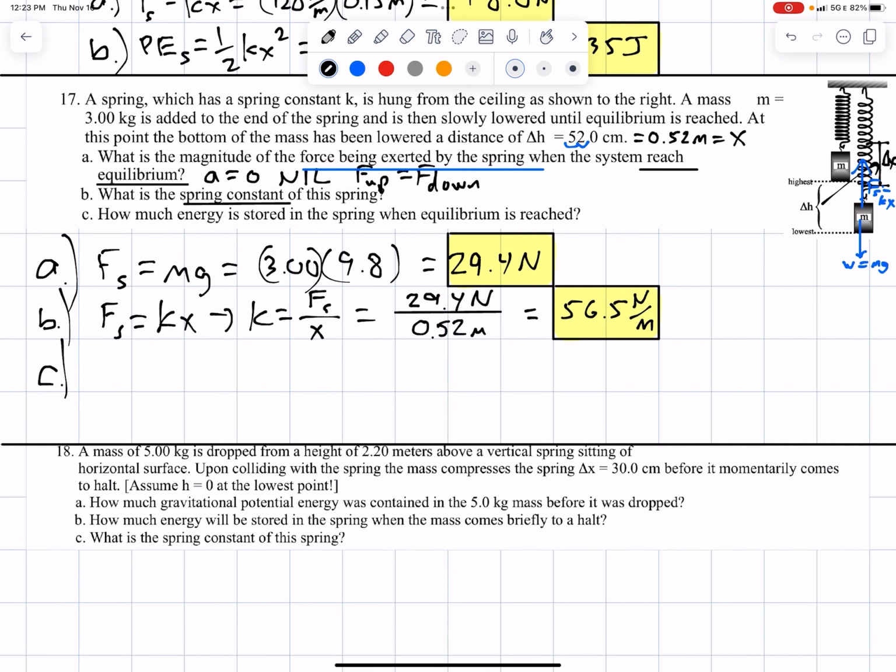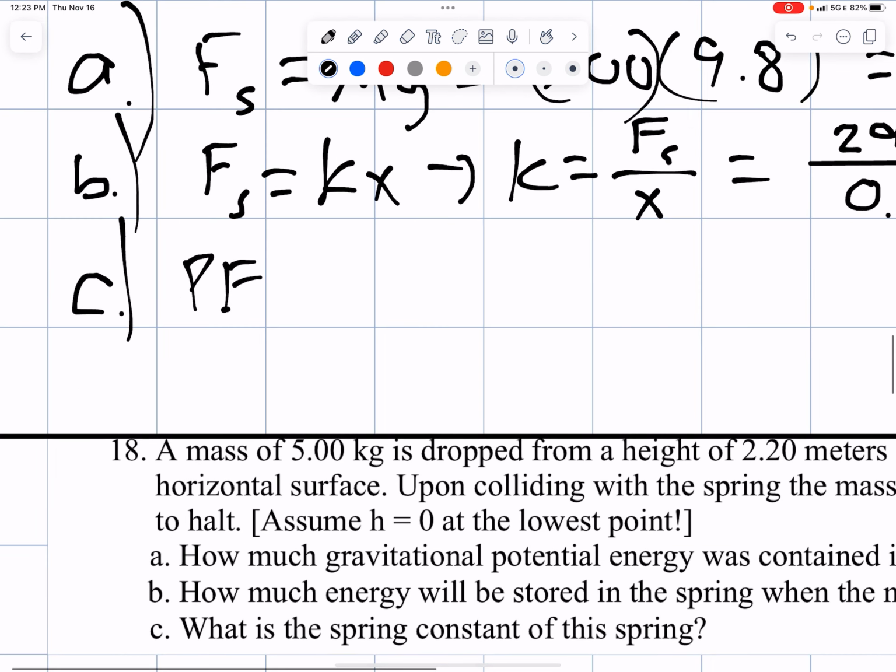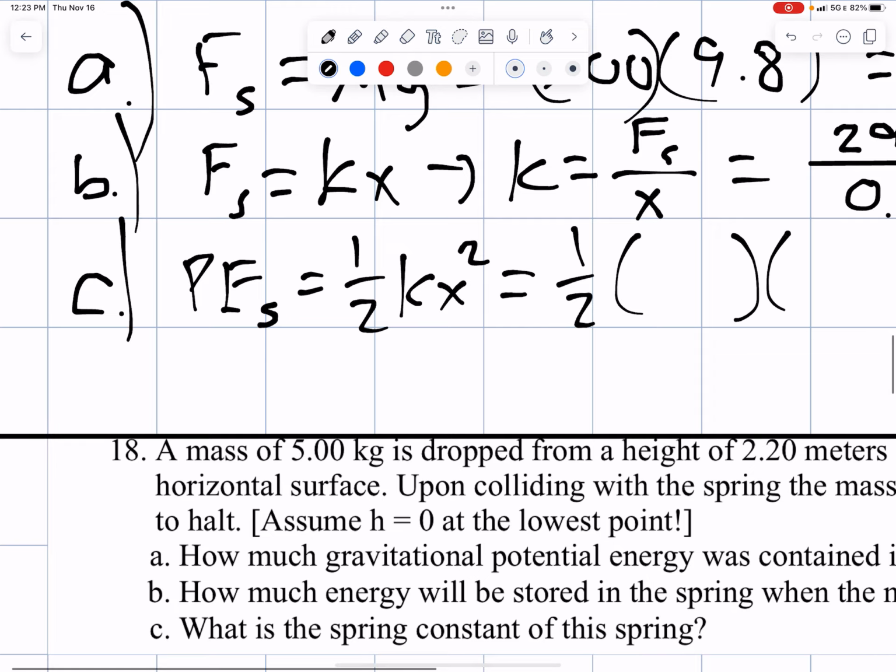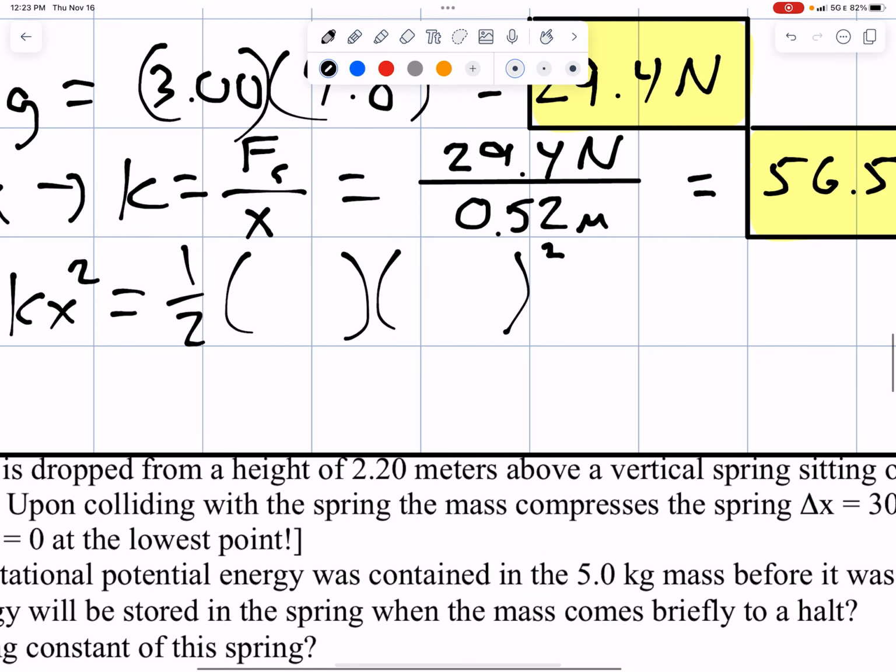Part C, how much energy is stored in the spring? Well, we're talking about elastic or spring potential energy. So 1/2 k times x squared is how we do it. And now you have everything to substitute.